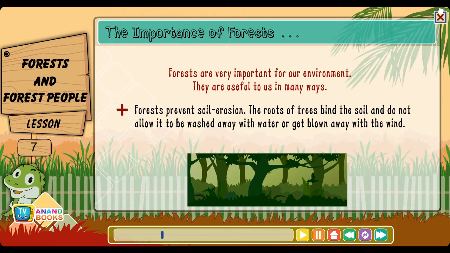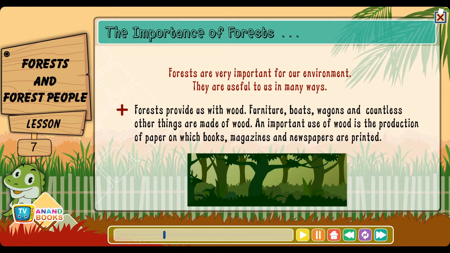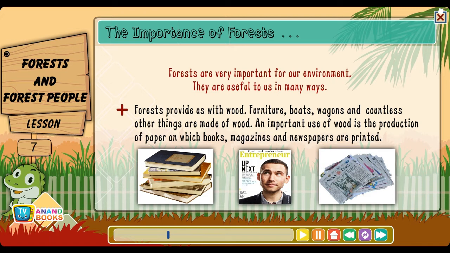Forests provide us with wood. Furniture, boats, wagons, and countless other things are made of wood. An important use of wood is the production of paper on which books, magazines, and newspapers are printed.